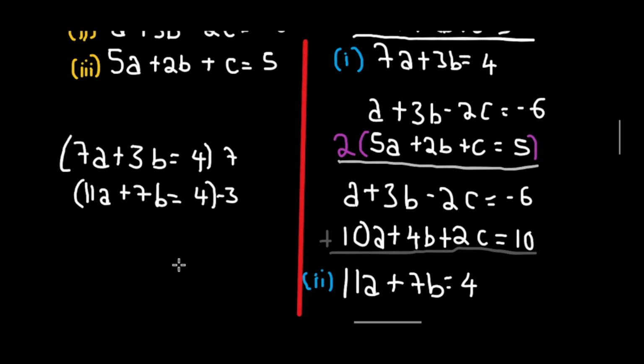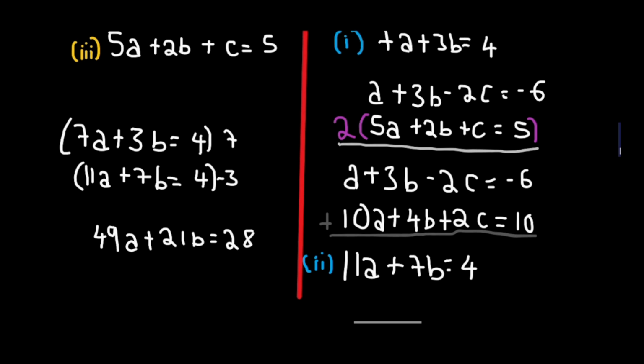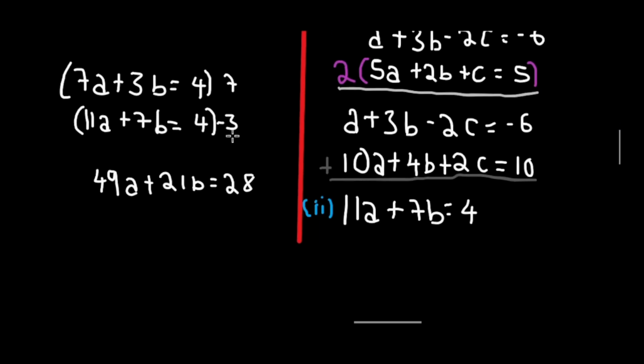And then once I do that, I'm simply going to multiply 7 times 7, which is 49. So I'm going to have 49a plus 7 times 3, which is 21, so plus 21b. 7 times 4 is 28. And then now let me come a little bit down. And now I'm going to do the same with my negative 3.